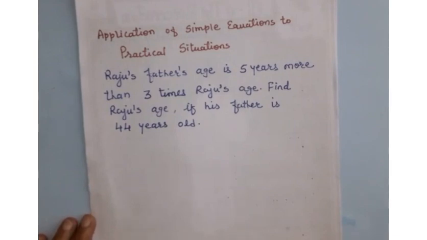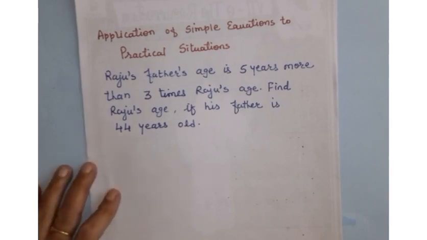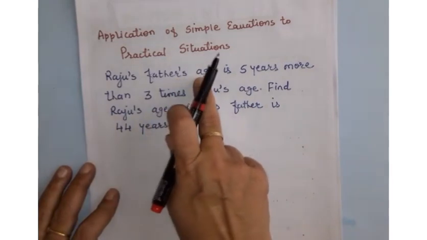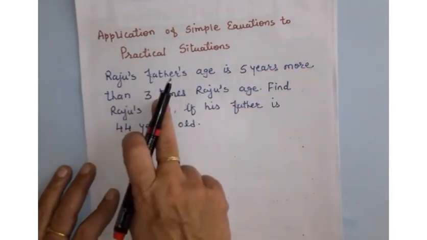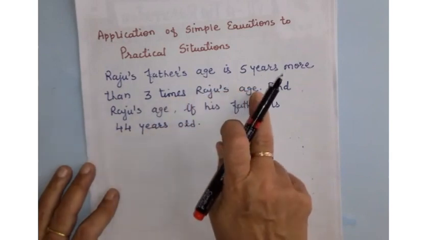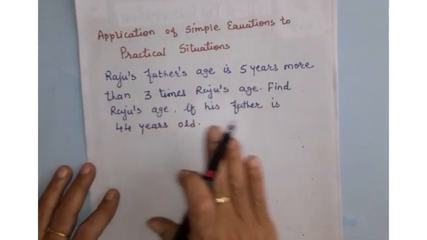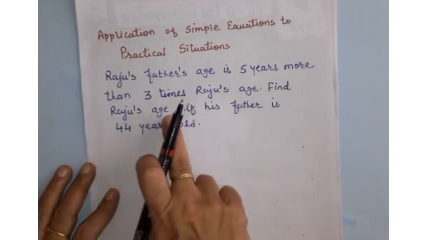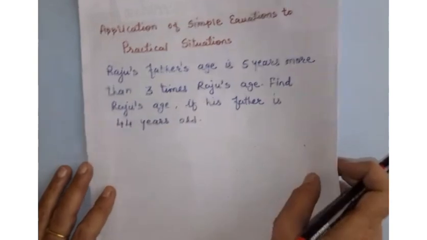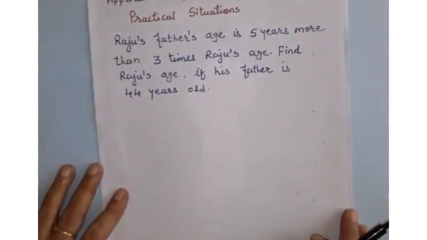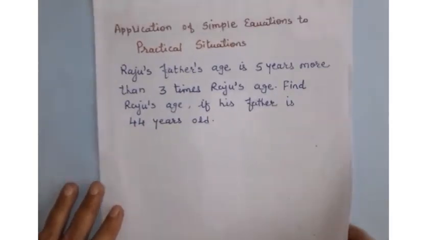Now children, I will explain one sum. These sums are of equation only and they are based on practical situations. Clear? So here for example, see, Raju's father's age is 5 years more than 3 times Raju's age. Now children, find Raju's age if his father's age is 44 years. Clear?